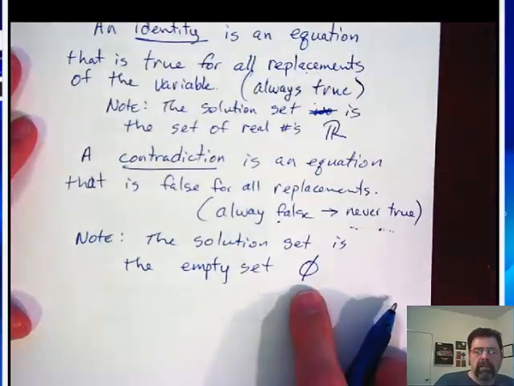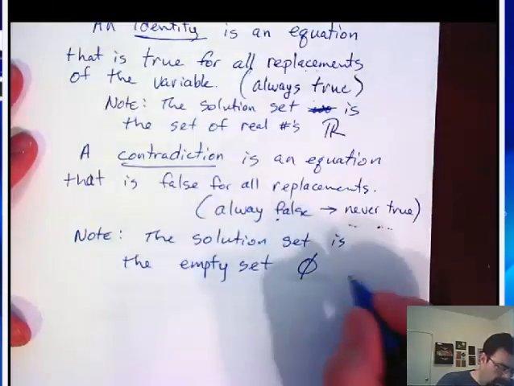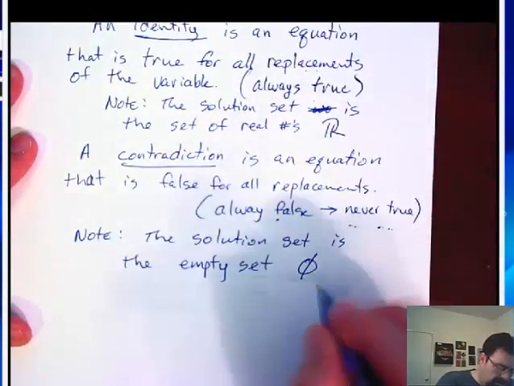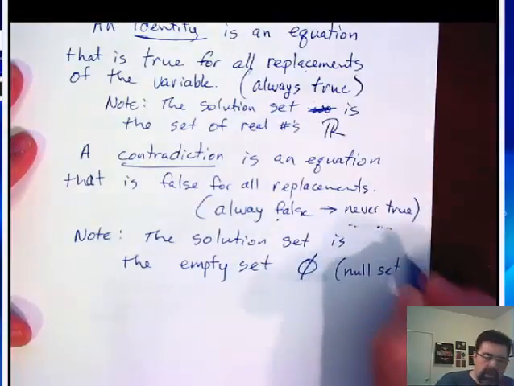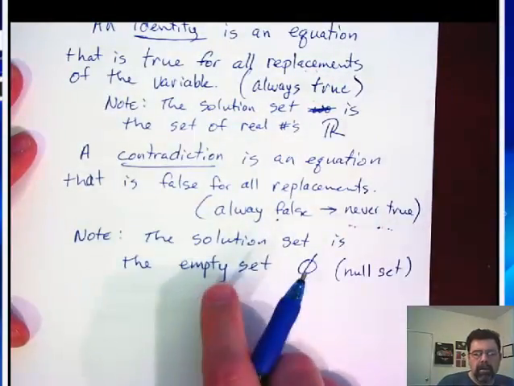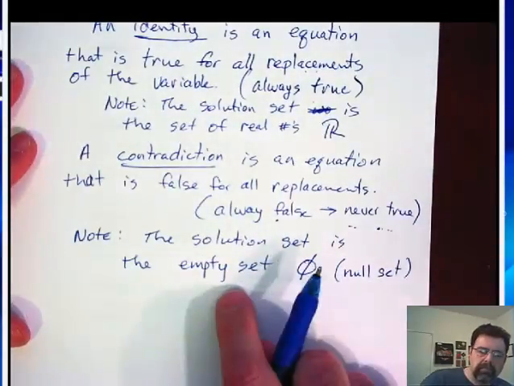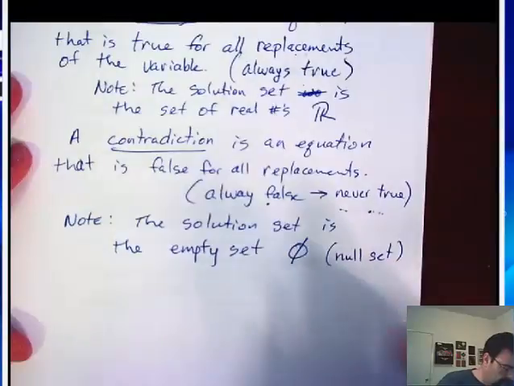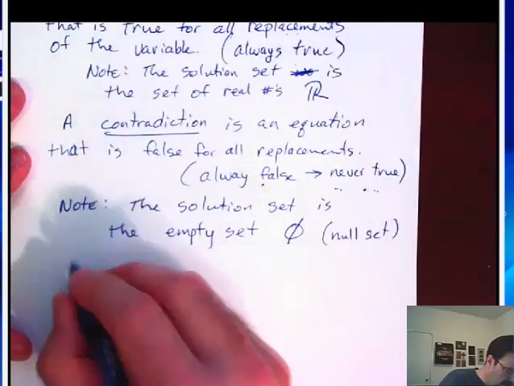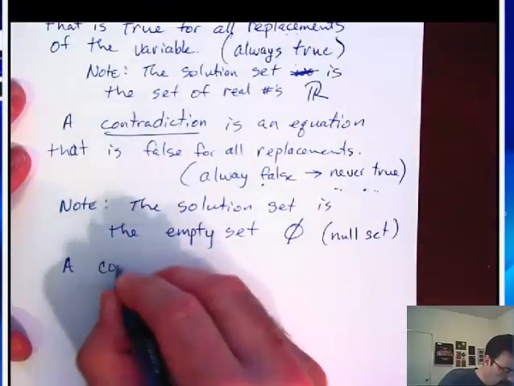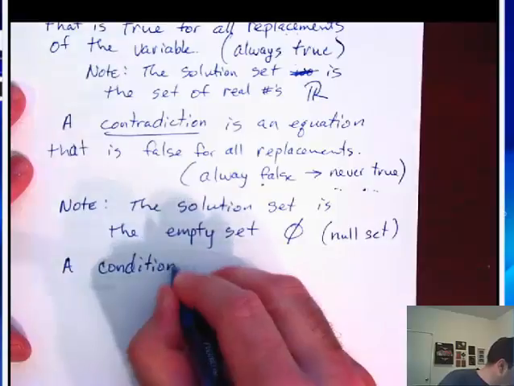So we call it the empty set. So that's this symbol. This is not a number. It's a set that contains nothing. It's the empty set, or you can call it the null set. That's the other term. Null set. So you would write out in words no solution, or you can write the symbol for the empty set, meaning there's no solution. And then the third equation would be a conditional. Now these are the ones that we deal with mostly in algebra.